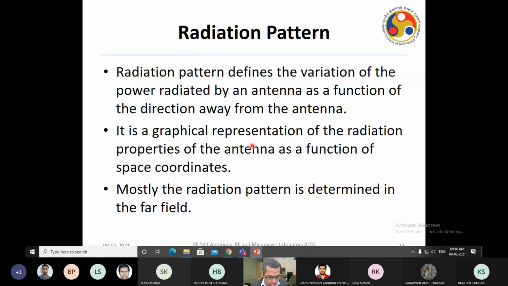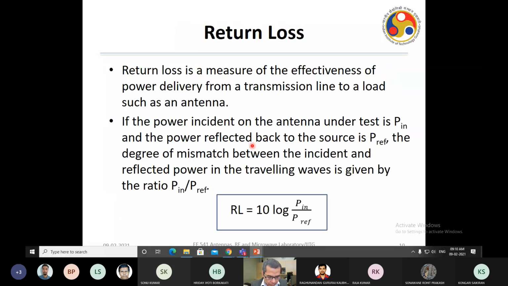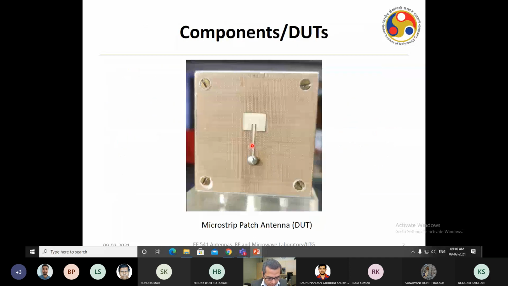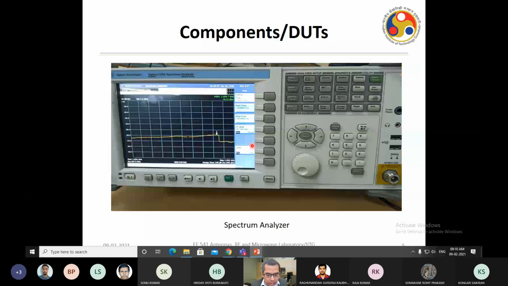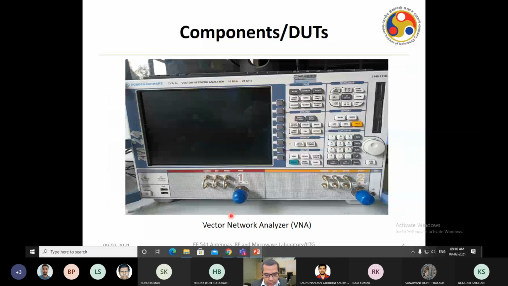Nowadays we have a lot of facilities, like the anechoic chamber. But when I joined here somewhere in 2005, we usually connected the transmitting antenna here and a receiving antenna here. This vector network analyzer has one port and another port. You use one port for transmitting, where you connect the transmitting antenna, and in the other port you can connect the receiving antenna.